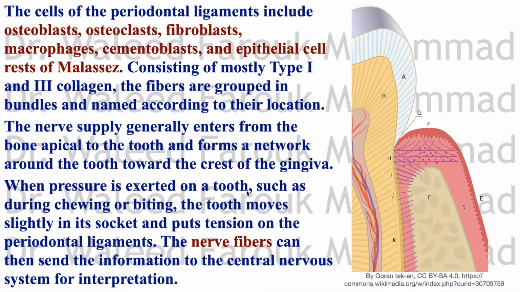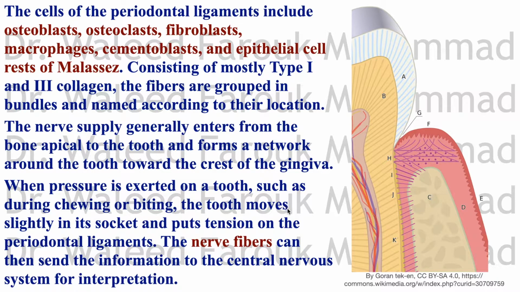The cells of the periodontal ligaments include the osteoblasts, osteoclasts, fibroblasts, macrophages, cementoblasts, and a bunch of epithelial cells called the rests of Malassez.